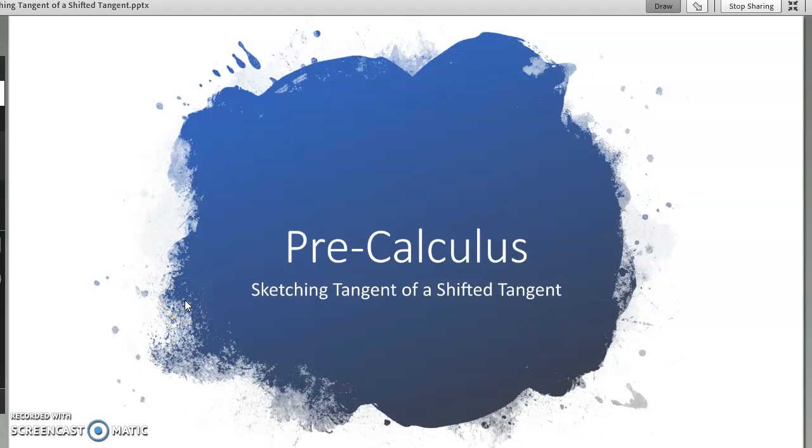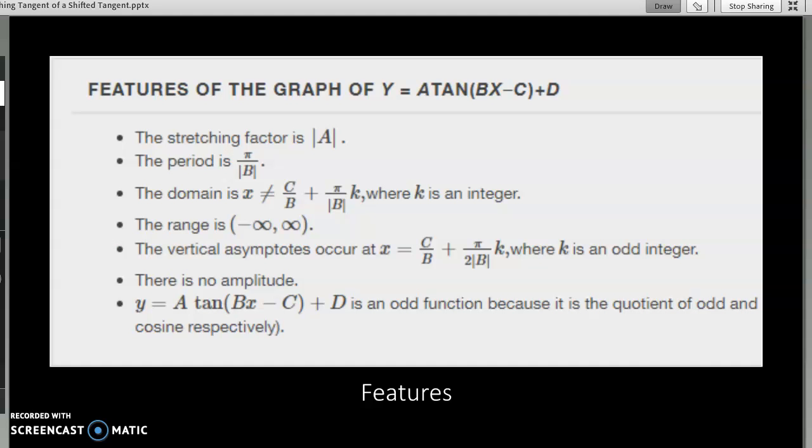All right, let's take a look at sketching tangent, a shifted function of tangent. So let's do that. Let's look at some features of the graph.